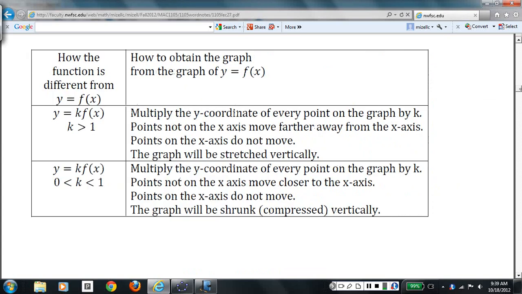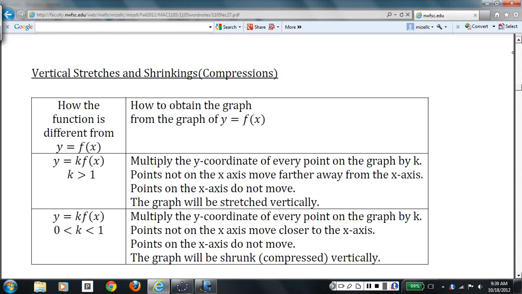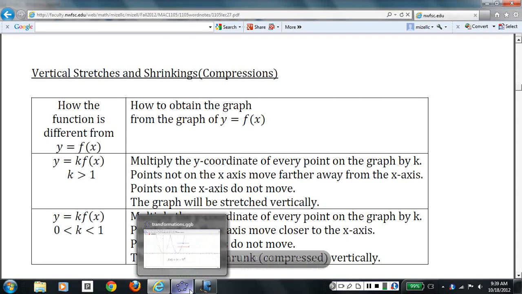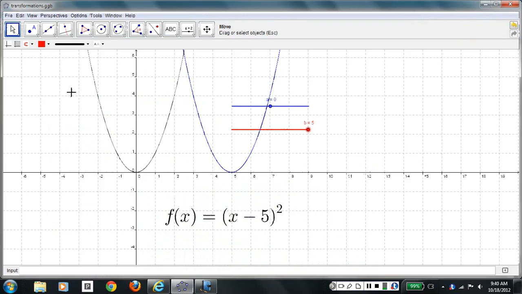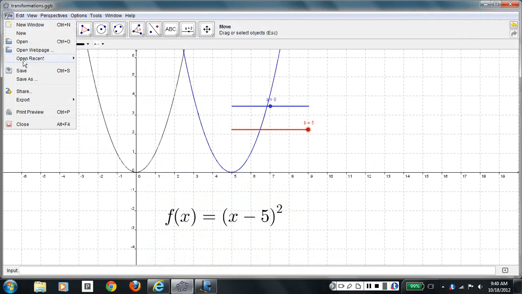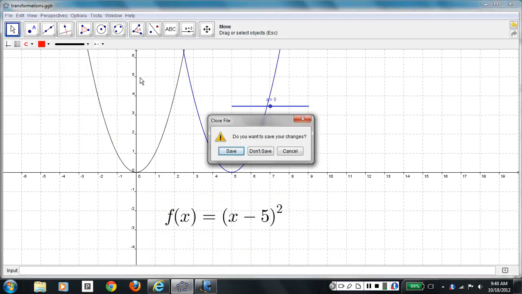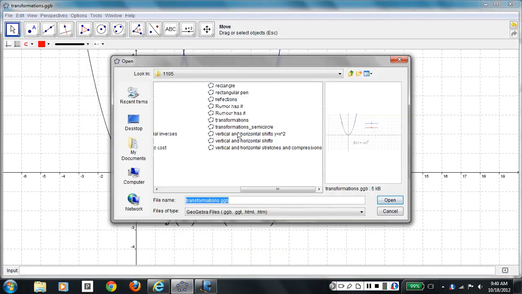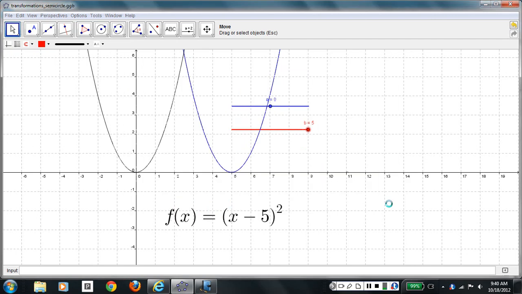All right. On in to the vertical stretches and shrinkings, also called compressions. I want to illustrate this with a different GeoGebra worksheet. We're going to do something else with that 7 in a moment. I'm going to close this one out. Actually open a new one and it'll automatically close this one. Don't save it. Instead, give me the semicircle.